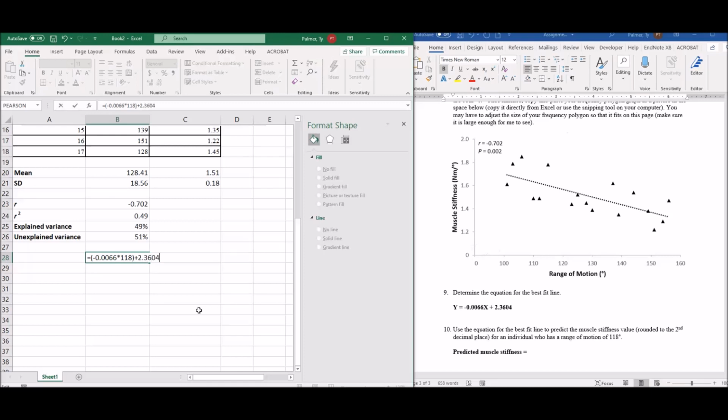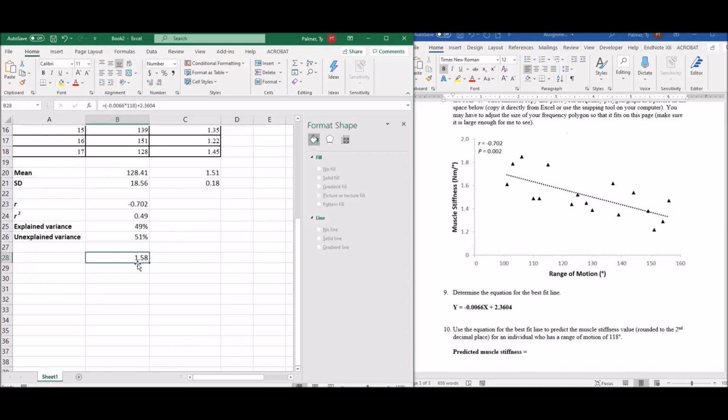2.3604. And then afterwards, after you've inputted the entire equation, now you can hit enter. And that should provide us with our predicted muscle stiffness value. Again, it says here in the instructions round to the second decimal place, so let's do that. Look how it's rounded to four decimal places here. Let's round it to 2, so let's decrease the decimal to 2 spots. Okay, 1, 2 after the decimal to the right, good.